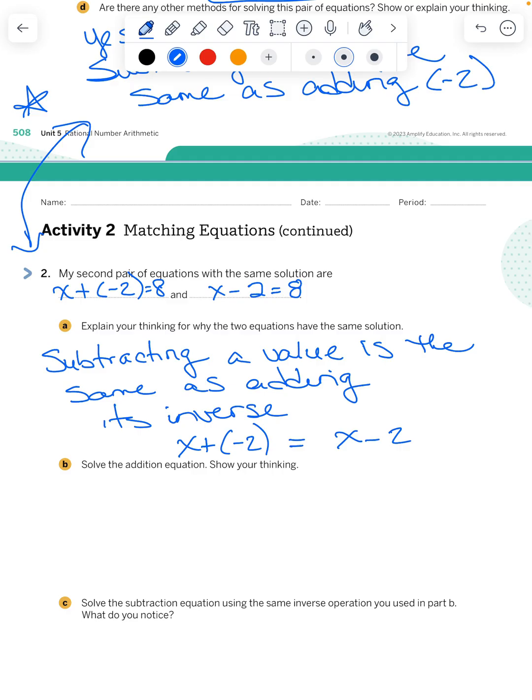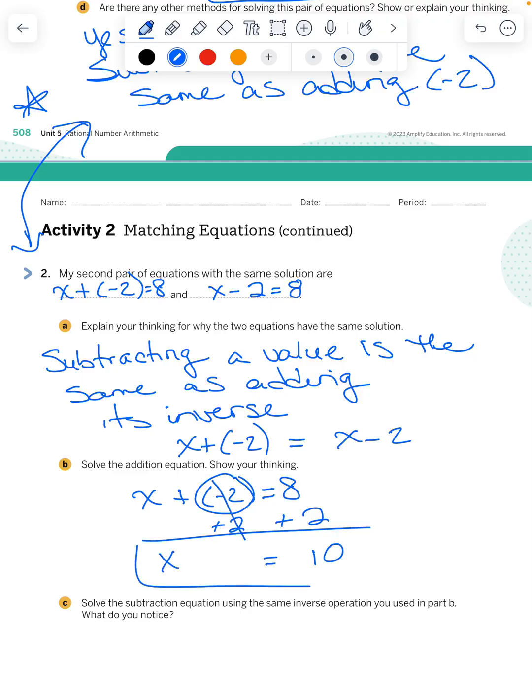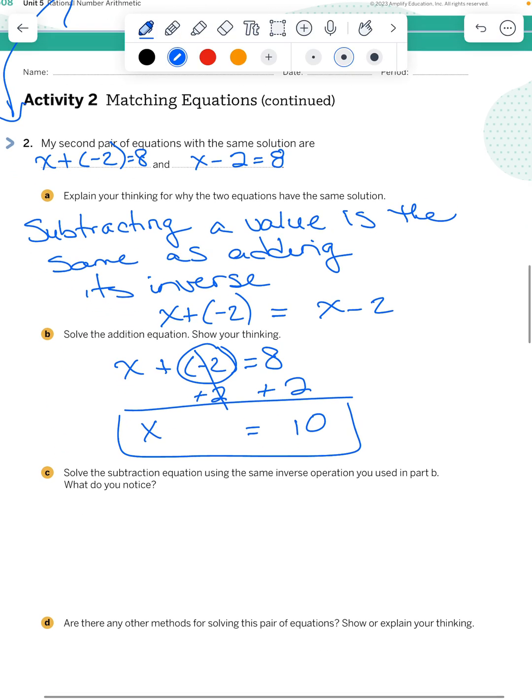Solve the addition equation. So the addition equation was x plus a -2 is 8. I need this -2 out of there. If it's a -2, the inverse is adding 2 to both sides. -2 plus 2 is 0. Those cancel out, leaving me with my x and 10. And if you put 10 back in for x, 10 plus a -2 would be a positive 8.